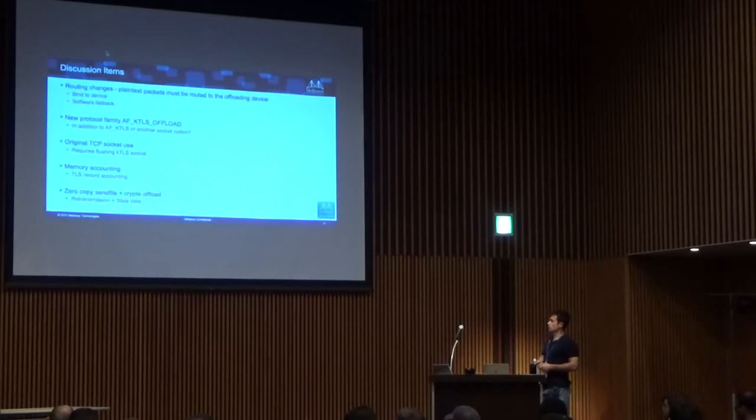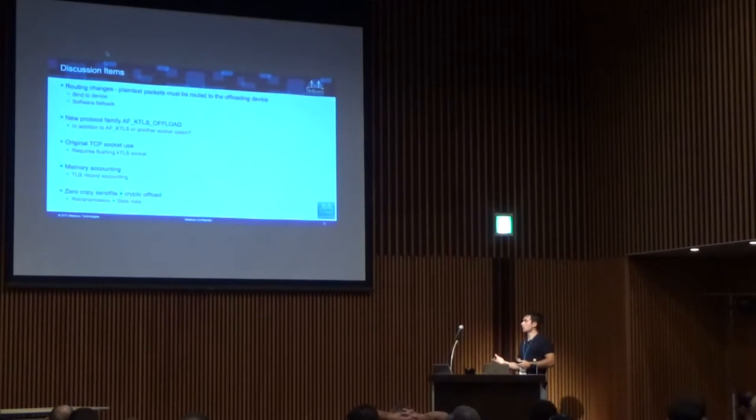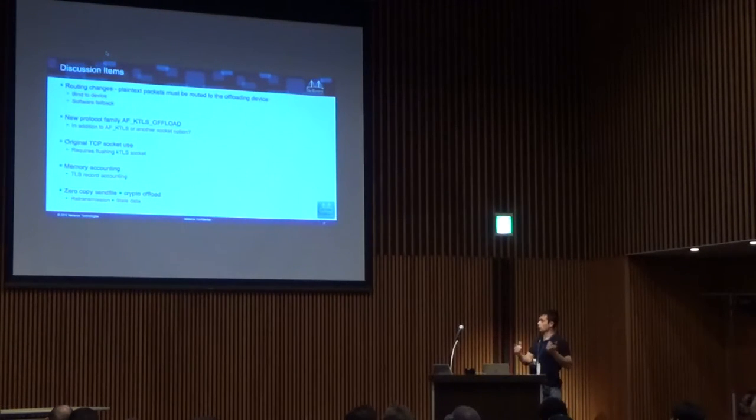The second challenge is whether we need to add a new protocol family, AF_KTLS offload, since in the current implementation, the way we did it is simply add an if to the KTLS send message and send page calls, where we check if it's offloaded, we call one function, otherwise we call a different function. It might have been simpler to just have another socket family and that's it.